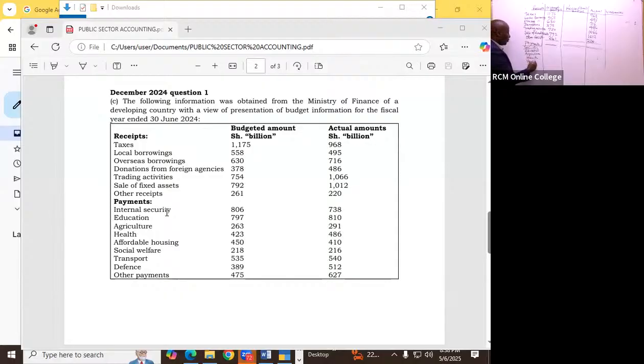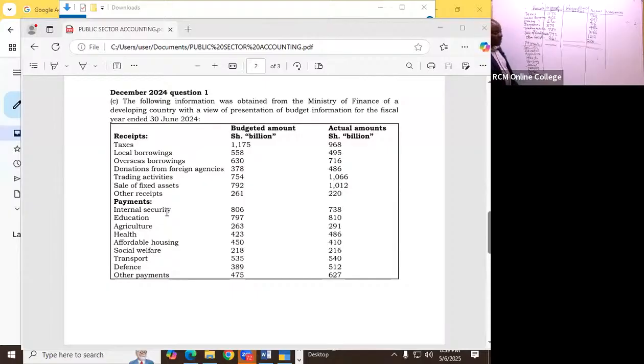Affordable housing, not very good for most of you. Then we have social welfare. Transport. After transport, we have defense. After defense, lastly, we have other payments. So please slot in the figures as they are given.